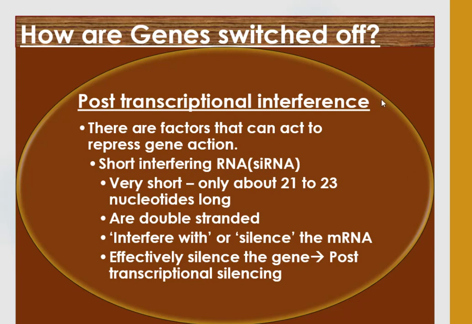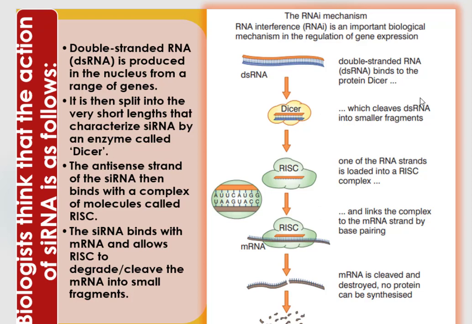You know, if mRNA is prevented from translating its codons into amino acid sequences, then the protein for which the gene codes cannot be built. This means the gene has effectively been silenced, what we said before, post-transcriptional interference. The RNA interfering mechanism is an important biological mechanism in the regulation of gene expression.